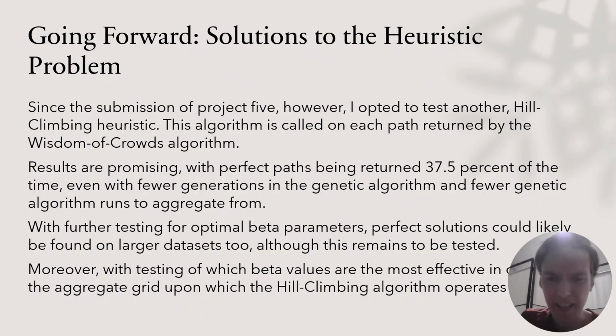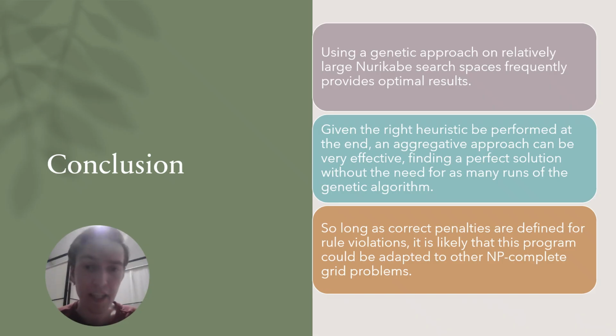However, since submission of the project, I've had time to test another hill climbing algorithm to clean up the aggregative grids, and it has performed very well. While this is not necessarily germane to the project that I submitted, it means that the broad approach is very promising for solving this sort of grid problem, and that perfect solutions can be found very frequently. In each full run of the code, there are 16 aggregative grids. Of those, 37.5% of the time, in the data that I've observed, have been perfect. So very promising. Of course, it remains to be tested more on larger data sets, but I think the general approach is worth looking into more.